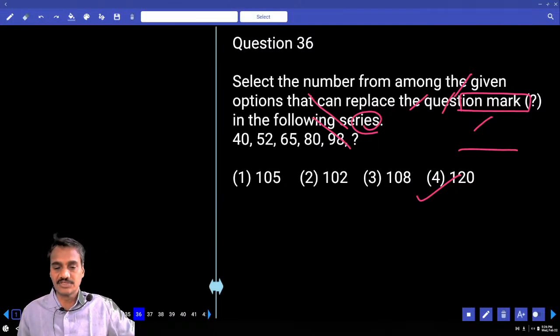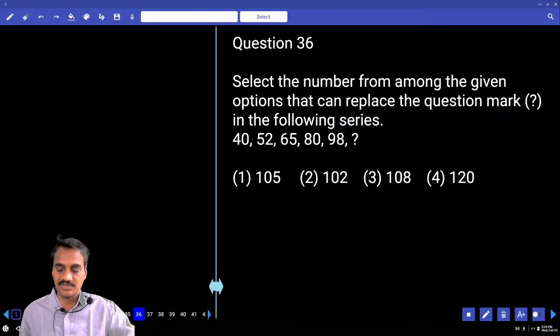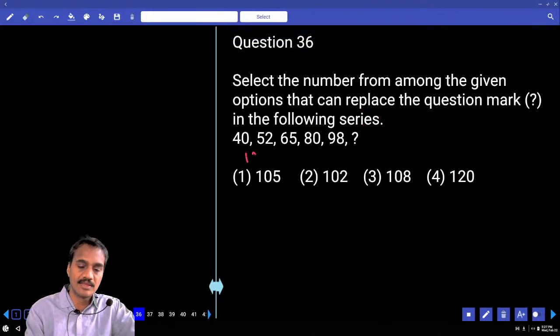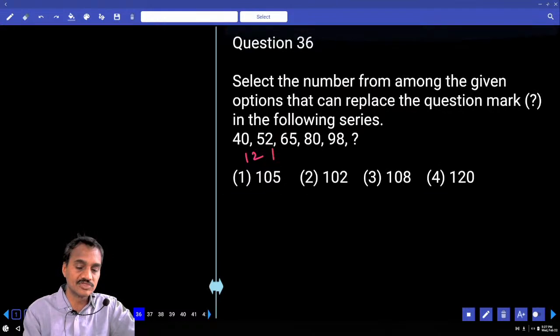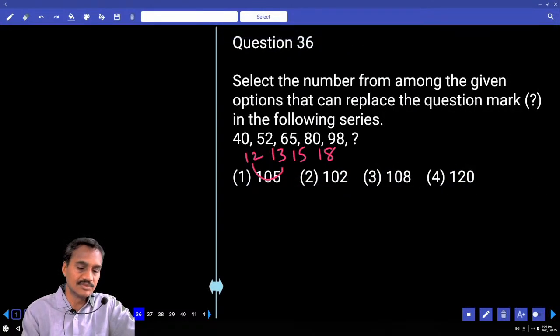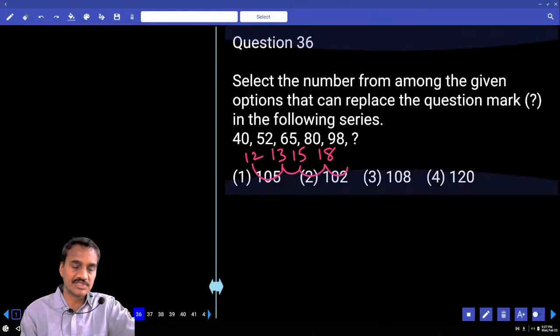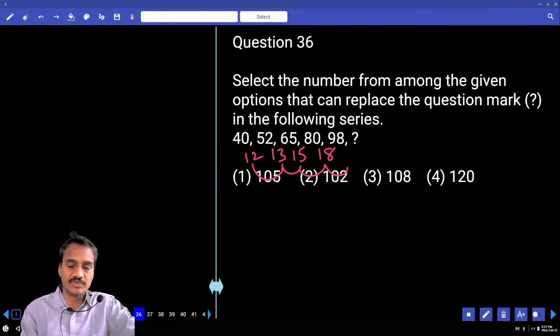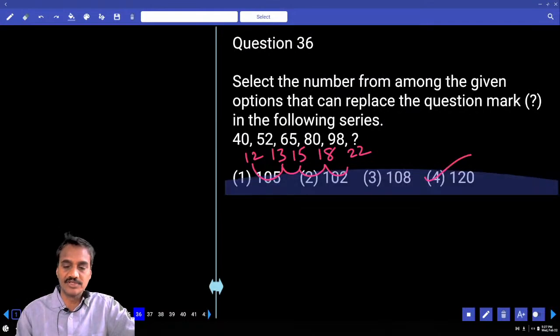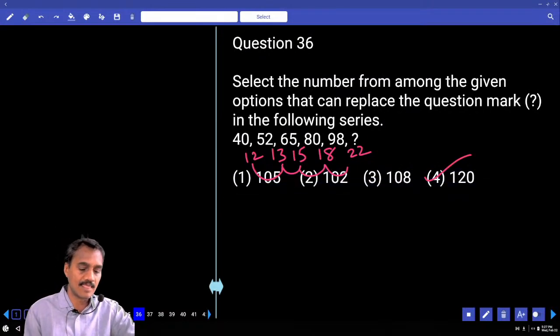Then next one, 36. Select the number from among the given options that can replace the question mark. That is finding the next number in the series. 40 and 52, tell me what is the difference we have, 12. And 52 and 65, the difference is 13. Now here the difference is 15. Next one is 18. 12 and 13, plus 1. 13 and 15, plus 2, plus 3. Next one all plus 4. 18 plus 4, 22. 98 plus 22, 120. 120, that is choice 4 for question number 36.